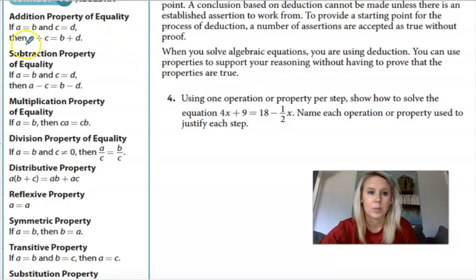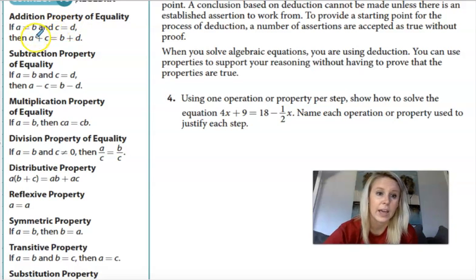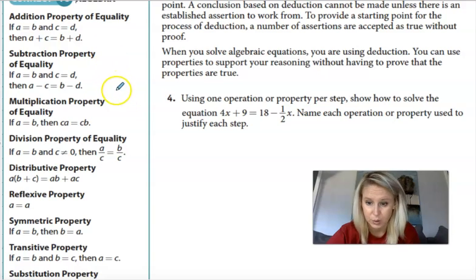So an example of our properties, addition property of equality. So if A is equal to B and C is equal to D, then I know A plus C is equal to B plus D. That's probably kind of confusing.